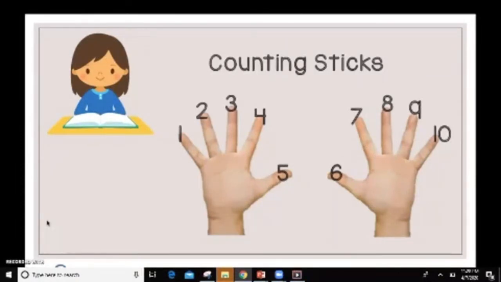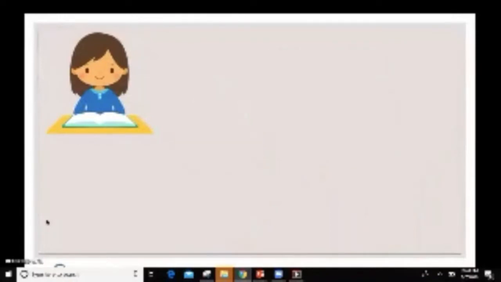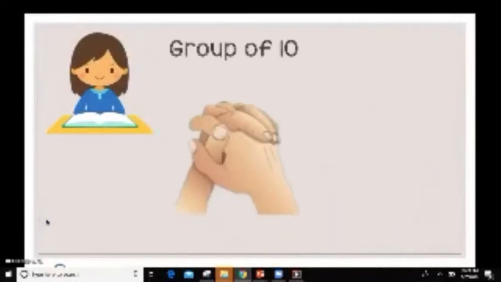Now, she could show her 10 as each individual counting stick like she did here. They're all spread out and they all have room. But there's a quick way to show a group of 10. Do you remember how to do that? Melissa does. Go ahead and show me using your counting sticks how you would show a group of 10. Yeah, that's right. Good job.